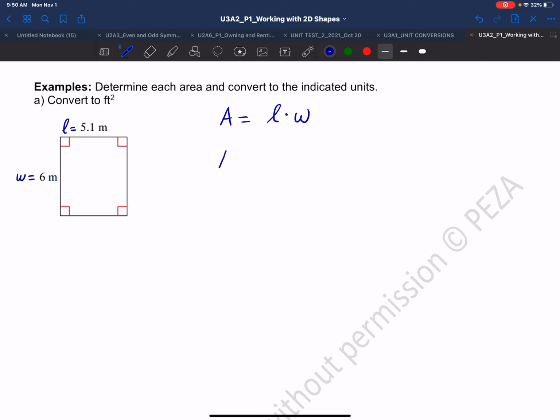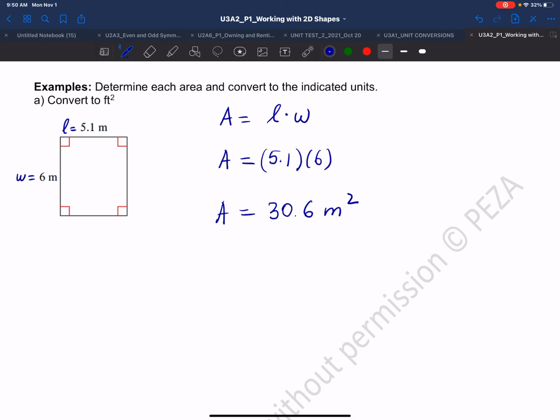And first, I will attempt to find the area in meters squared. So that would be 5.1 times 6. And 5.1 times 6 would be 30.6 meters squared. Now, we want to convert this from meters squared to feet squared, and for this we are going to have to use the conversion tables that were given in the lesson prior to this one, so U3A1.